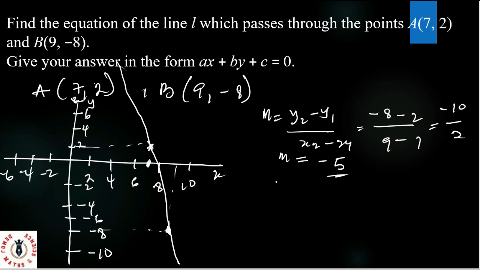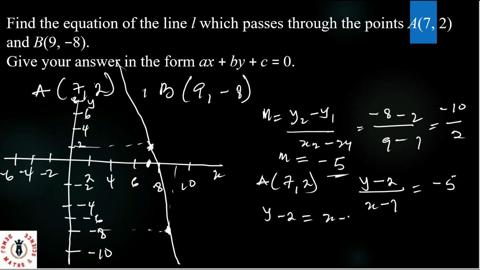If m is minus 5, then we can now define the equation for this straight line using any of the 2 points. I want us to work with point A first. Point A is at 7 and 2. So that y minus 2 over x minus 7 will be the same thing as minus 5. Now, if we cross multiply, y minus 2 will be the same thing as x minus 7 into minus 5. Y minus 2 will now be the same thing as minus 5x plus 35.